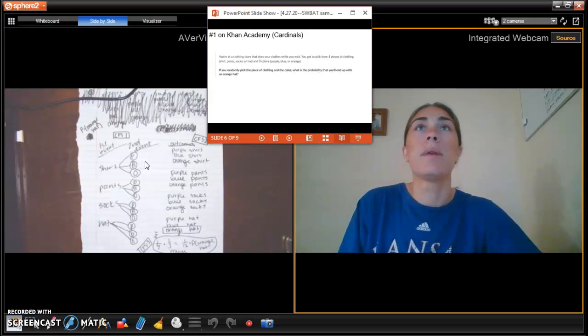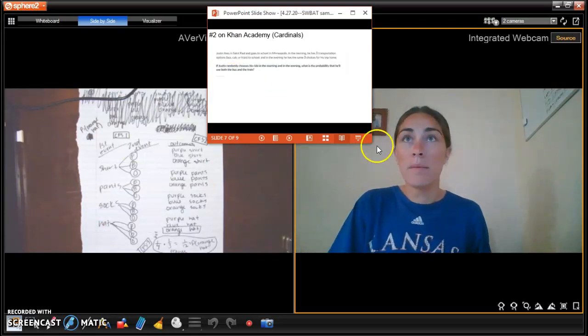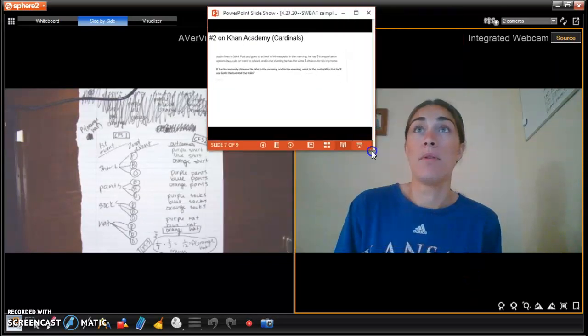Okay, moving on to problem number 2 for the Cardinals. Make this bigger so I can see it. It says Justin lives in St. Paul and goes to school in Minneapolis. In the morning, he has 3 transportation options, bus, cab, or train, to school, and in the evening, he has 3 choices for his trip home. If Justin randomly chooses his ride in the morning and in the evening, what is the probability that he will use both bus and train? Both bus and train.